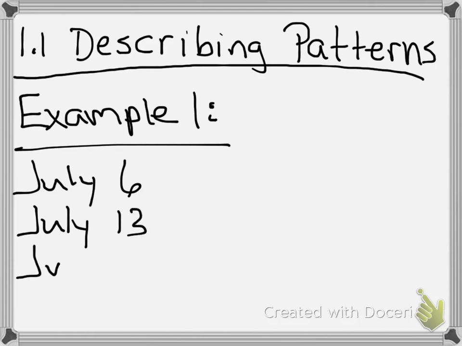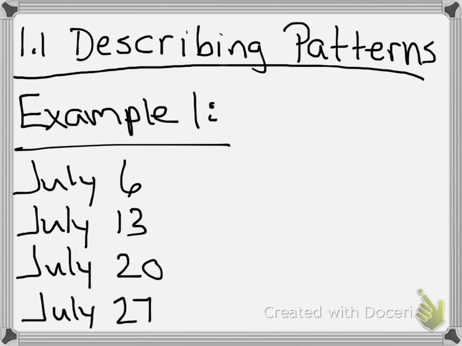July 20th. You see how we're starting to follow a pattern? And what would be the fourth meeting date? July 27th. Okay? What about July 34th? There is no such thing. Why? There's no 34 days in, that would be August, right? There's only 31 days in July.